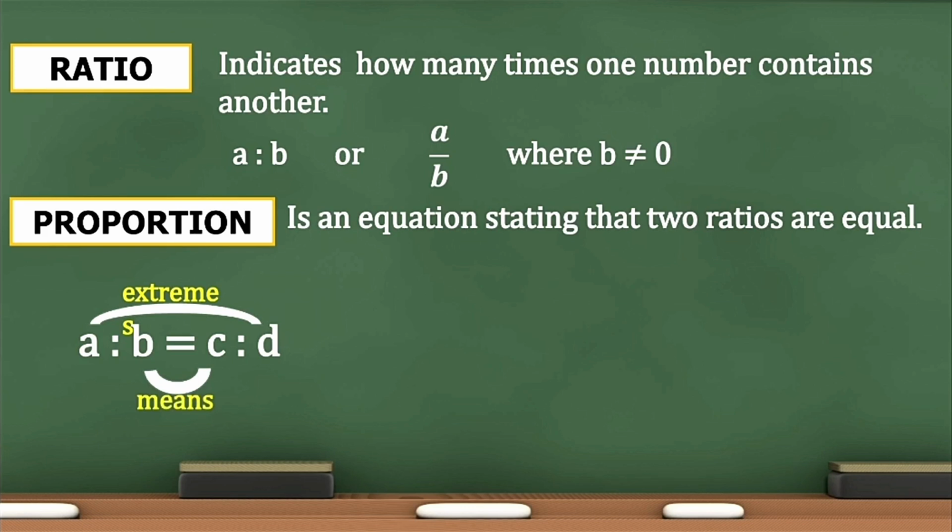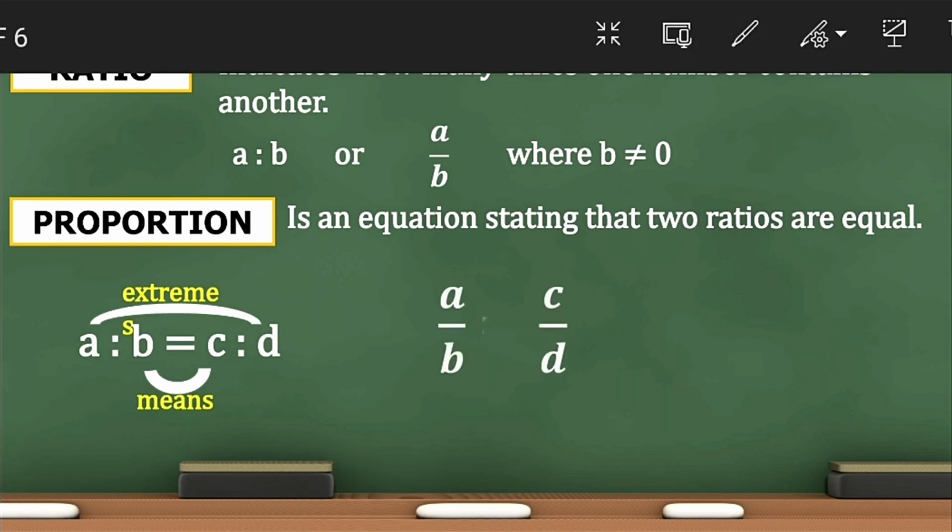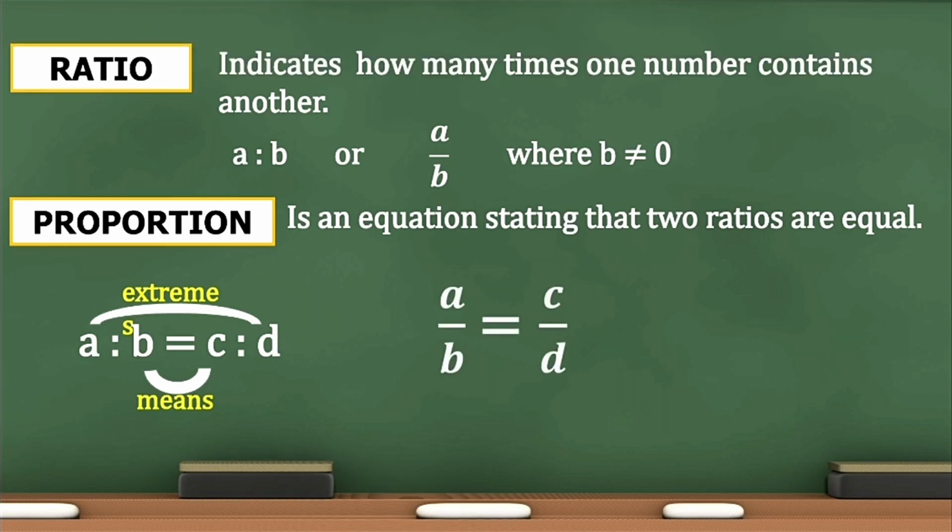At tulad ng nabanggit ko kanina, pwede rin natin itong isulat sa fraction form. So A over B is equal to C over D. Tandaan lang na sa fraction form, dito nakapwesto yung ating means, at ito naman yung ating extremes.